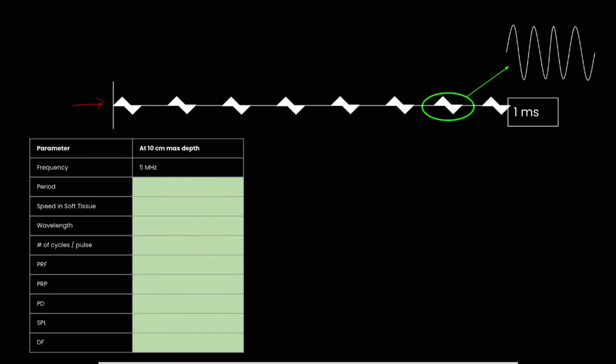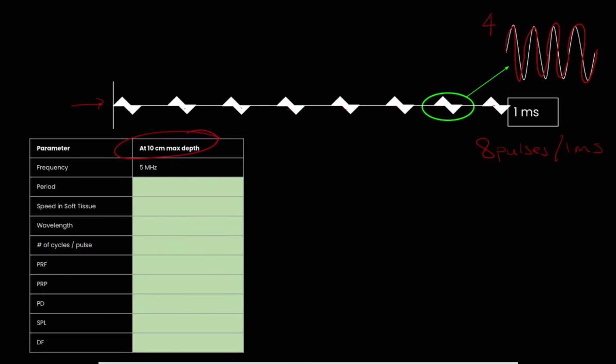We've been given a picture of a wave, and each of these represents a pulse. So let's go ahead and count those right now. We have 1, 2, 3, 4, 5, 6, 7, 8. We have 8 pulses occurring over 1 microsecond. We're also given a zoomed in view of one of the pulses, and we can see on there that there is 1, 2, 3, 4 cycles within that pulse. Looking at the chart then, we're told that we are imaging to a max depth of 10 centimeters and that the frequency of this wave is 5 megahertz. So we have to figure out all the rest of this stuff.